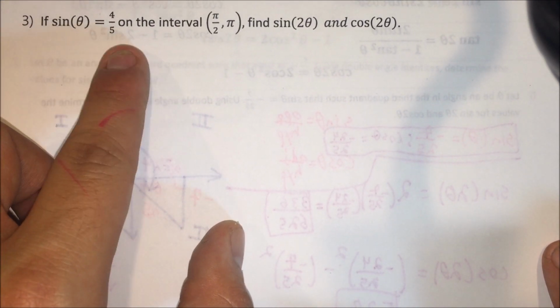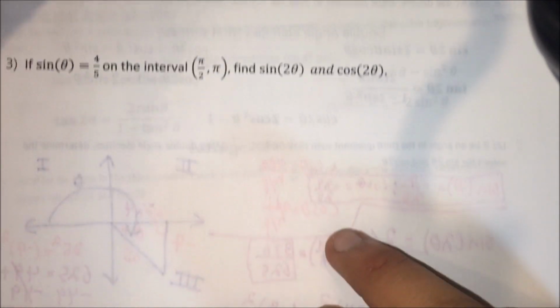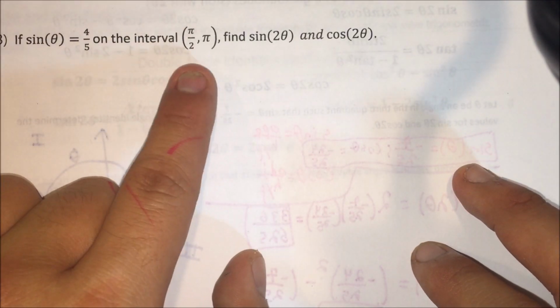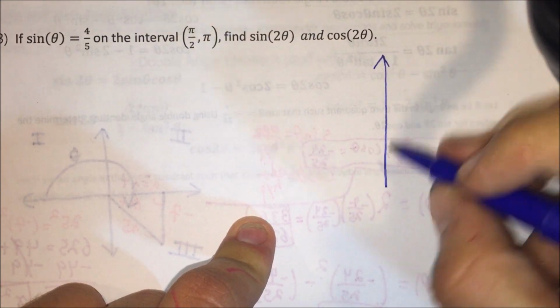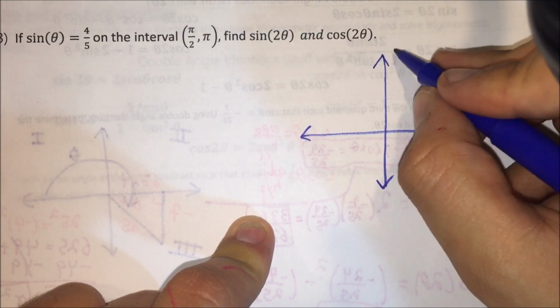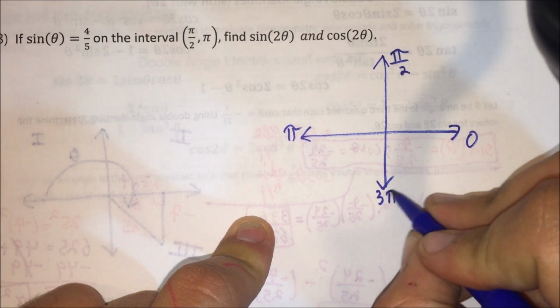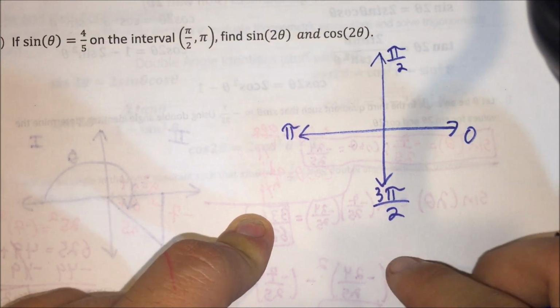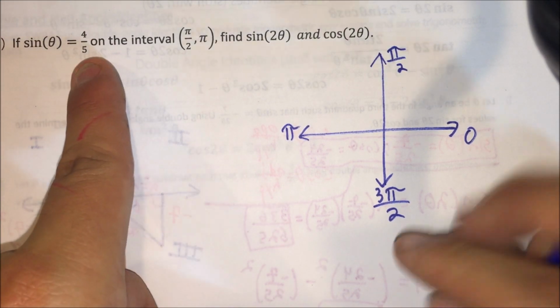So sine is 4 over 5, which you actually noticed was the same one over here. But again, we do have to pay attention to the interval. So let's write out our graph here. Again, the visual representation does help a lot. 0, pi over 2, pi, and 3 pi over 2. Okay, so what's going to happen?